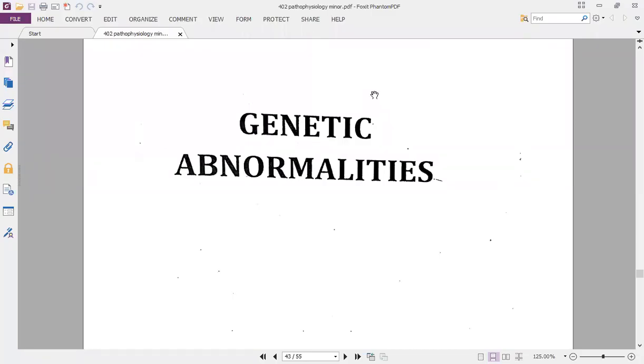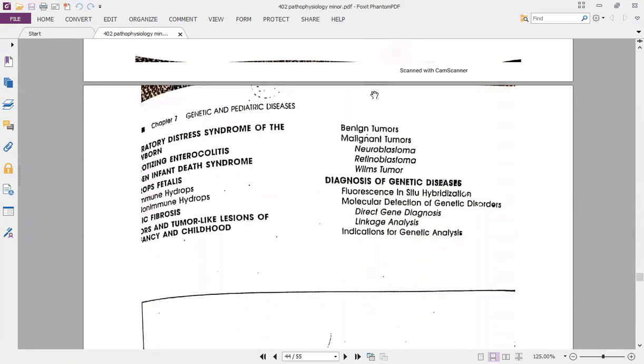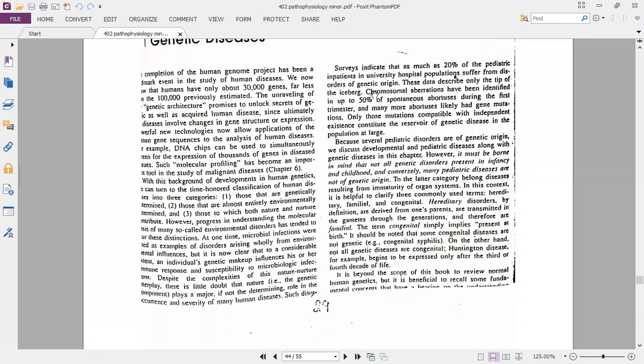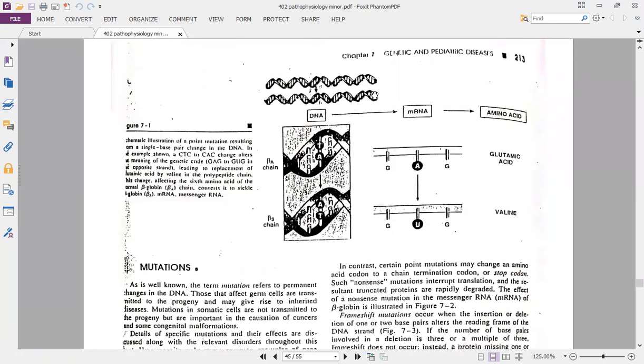We are discussing genetic abnormalities today. Genetic abnormalities refers to abnormalities that lie within the genes or on the chromosomes. For this, the basics of the DNA need to be kept in mind: on DNA you have genes, and the genes are the segments of the DNA that code for a polypeptide.